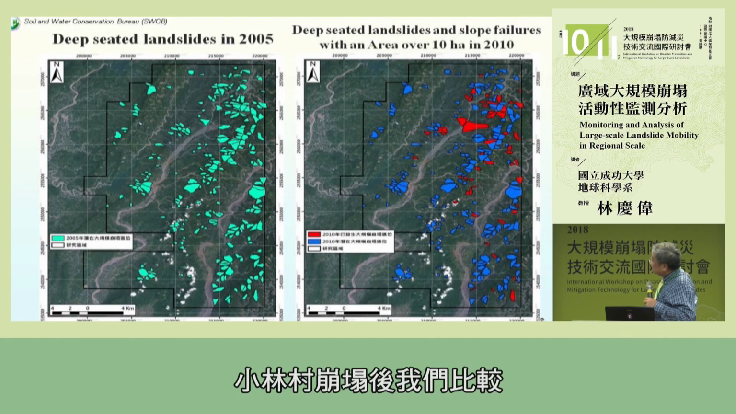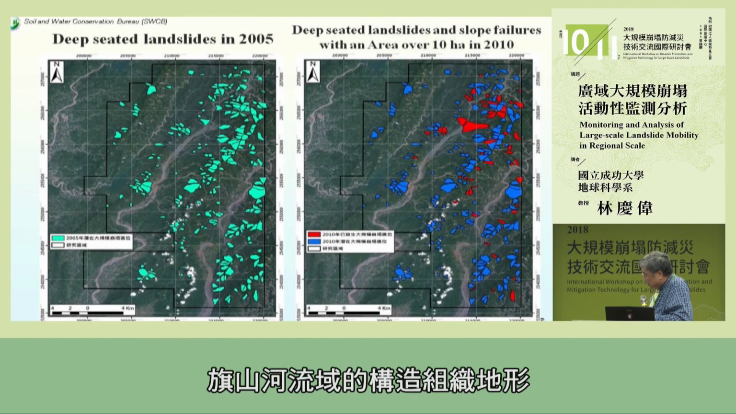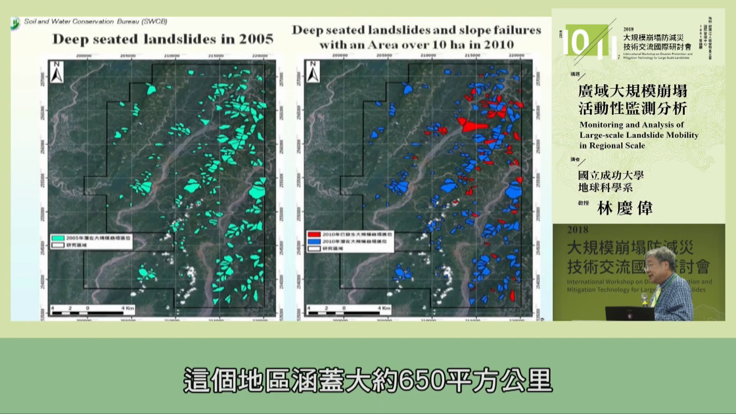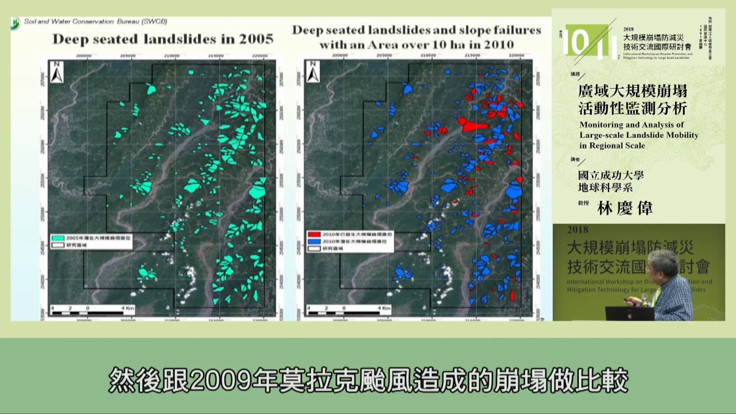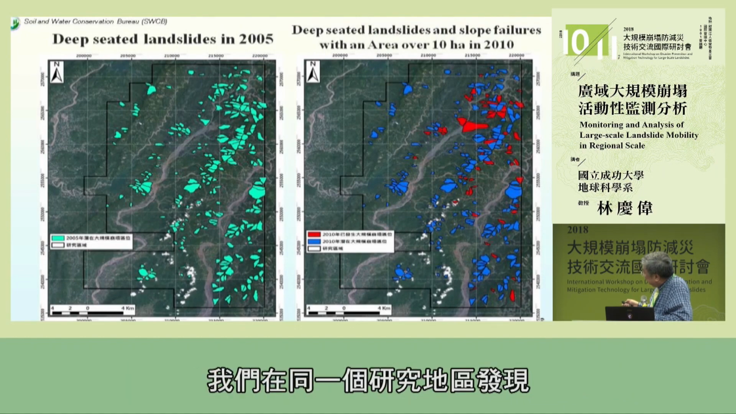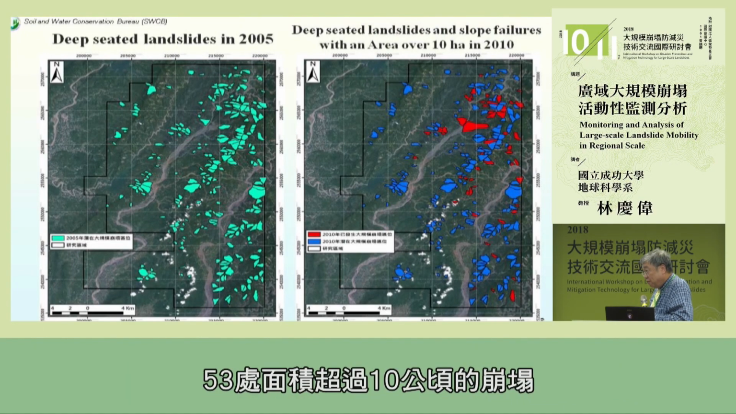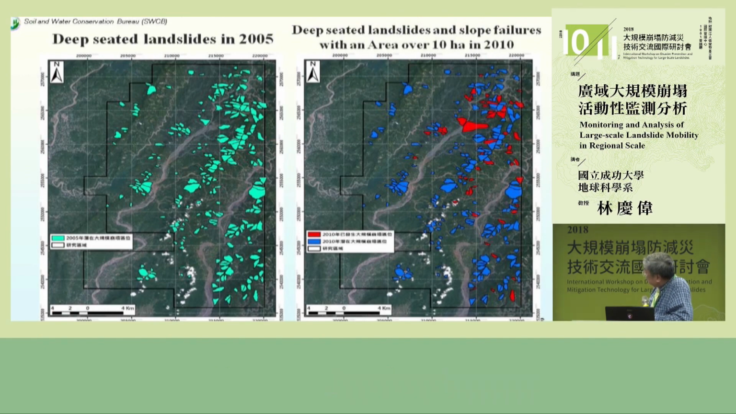After the Shaolin landslide, we compared the morphostructure in the Qishan River watershed. The area covers about 650 square kilometers, and we identified 261 deep-seated landslides in this study area. Compared to the landslides that occurred during Typhoon Morakot in 2009, we found 53 landslides with an area over 10 hectares within the same study area.